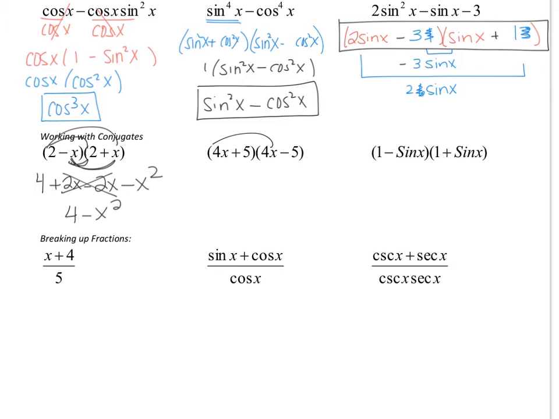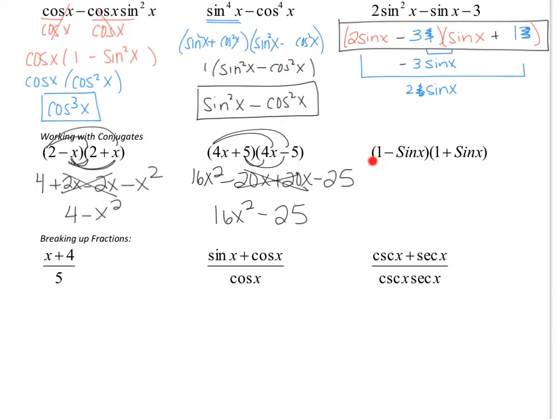We have 4x times 4x, which is 16x squared. 4x times negative 5, and 5 times 4x. And 5 times negative 5 is negative 25. Well, look at that. The middle terms are canceling again. So 16x squared minus 25. So just by looking at these two things, do you notice that every time you multiply something with its conjugate, the middle terms cancel?